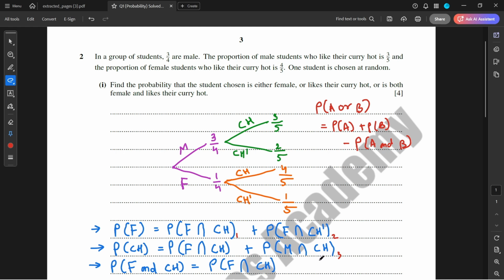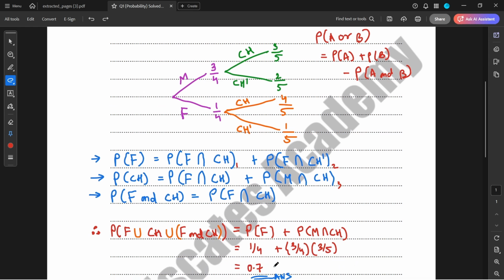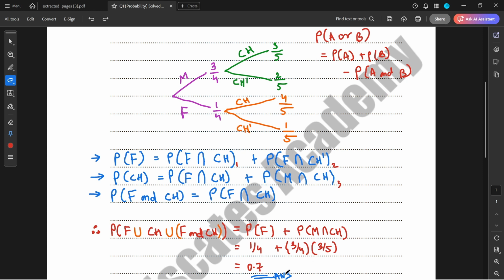And in doing so, the addition of 1 and 2 over here is simply the probability of a female, which is 1 by 4. That is how I get the 1 by 4 over here. And then I'm just left with this part, which from the tree diagram I can say is 3 by 4, that is the proportion of the males, and 3 by 5 are the proportion of males who like their curry to be hot. The final answer we end up with is 0.7.